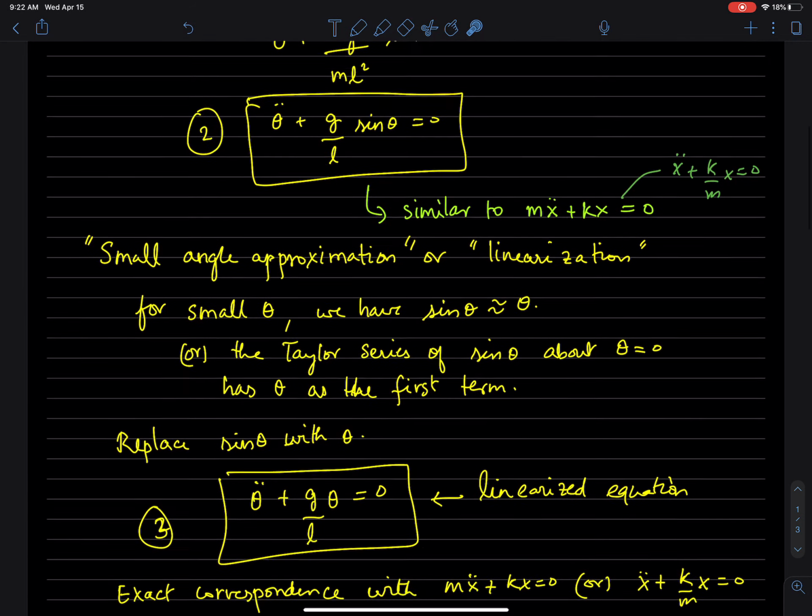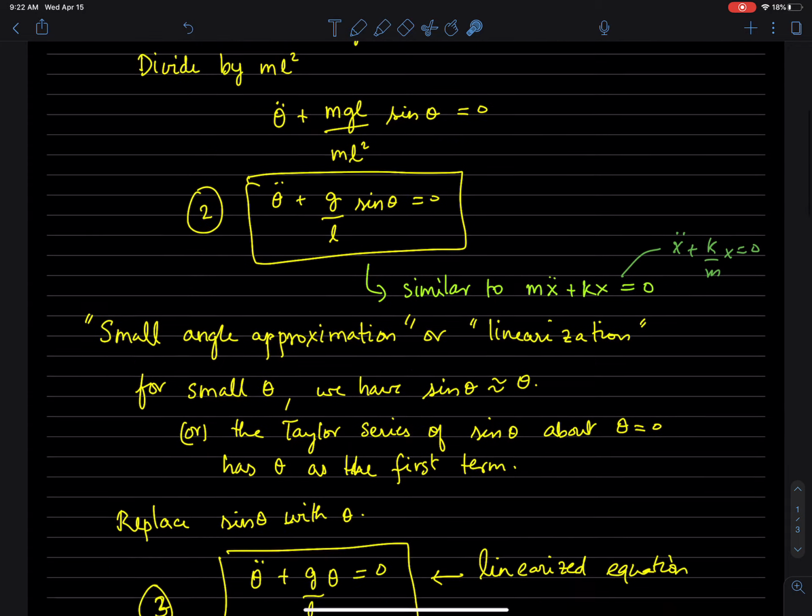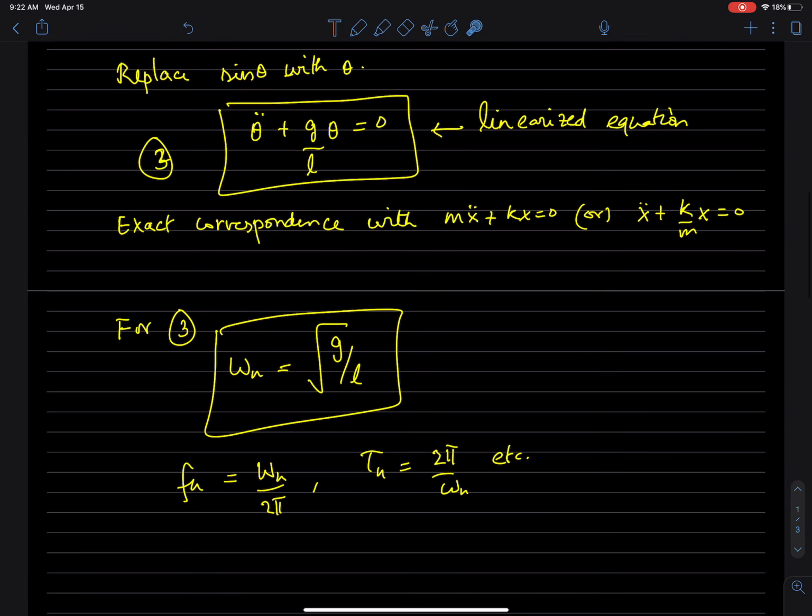You can think of this as a stiffness and this as a mass, or actually in this case, this is a rotational stiffness and this a rotational inertia. In any case, you can make these correspondences with the coefficients here and here, and you get these formulas. That's it.